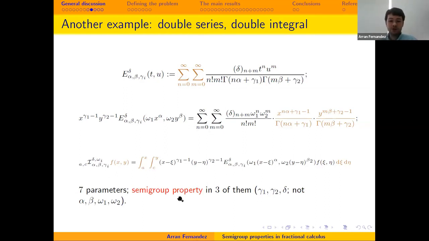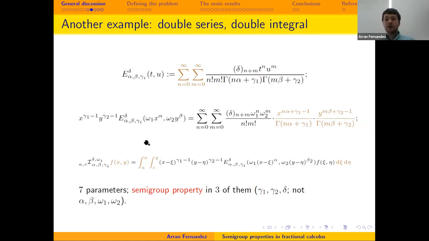And we have a semigroup property in 3 of them, gamma 1, gamma 2, and delta, not the other 4. I'm not proving that here, just mentioning this as an example to illustrate a point. 7 parameters, semigroup property in 3, not the other 4.